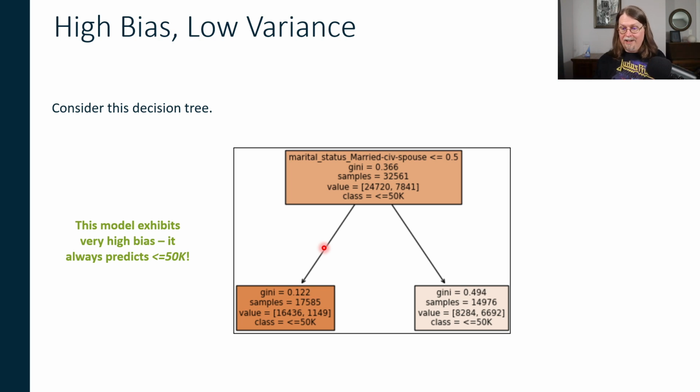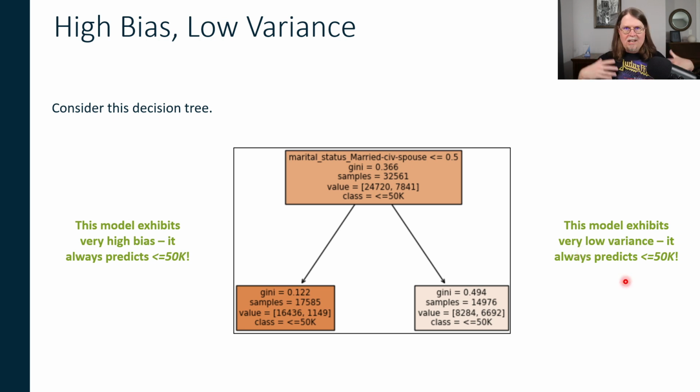Now, simultaneously, if we also think about it this way too, there's also no variance. I say very high bias and very low variance here. And you could basically say this is the ultimate biased model and this is the ultimate lack of variance, right? Because it always predicts less than or equal to 50K. It doesn't matter. It ignores all of the data. It doesn't look at any of the features. I mean, yes, it does look at this feature, but technically it doesn't matter either because it's always predicting less than or equal to 50K. So this is the quintessential high bias, low variance model.